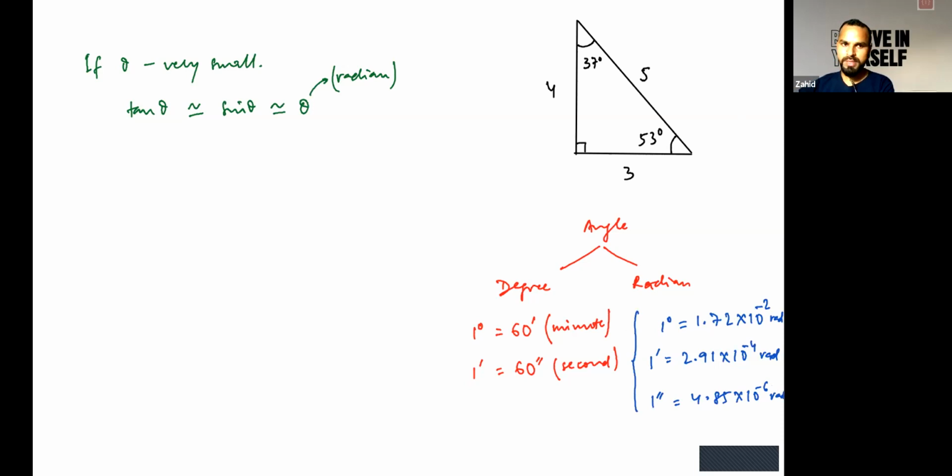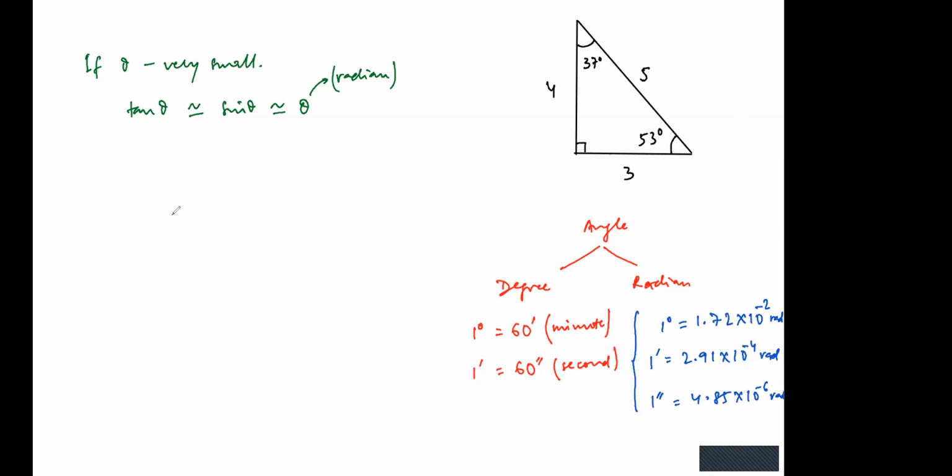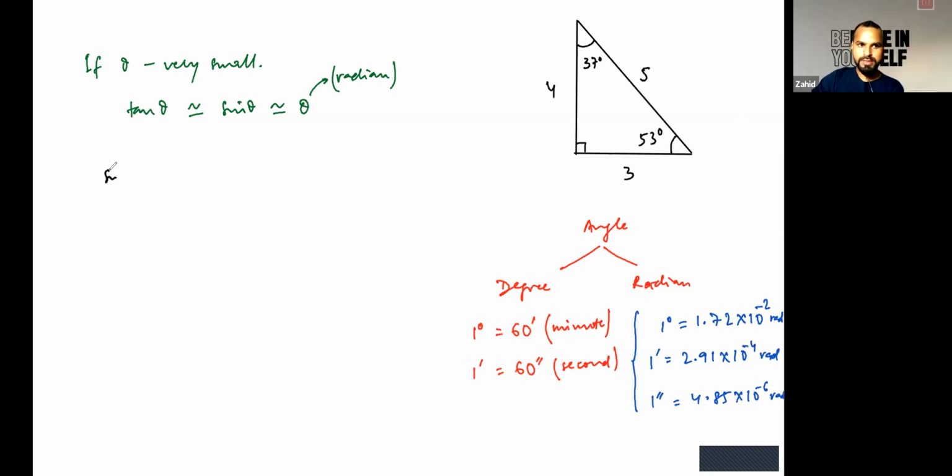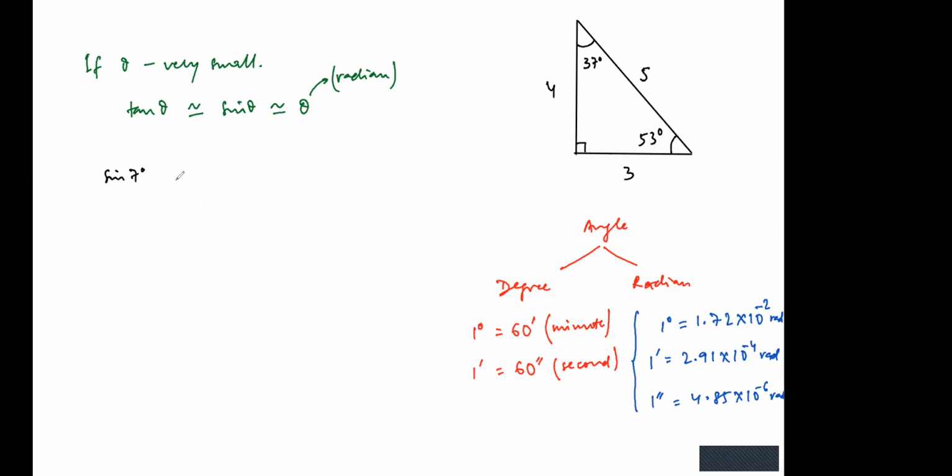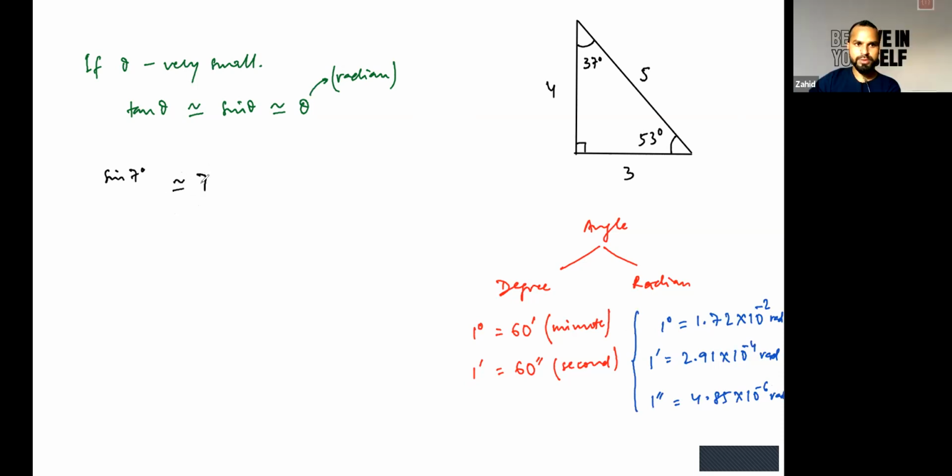Is it clear to you all till this part? Yes, sir. Now suppose you have to calculate sine of just 7 degree. Is it a small or large angle? Sir, small. So you'll say it will be just equal to the angle, but you have to convert this angle in terms of radian. Here it is in degree, so how to convert it into radian? Just use the first formula. 1 degree is equal to this much radian. So 7 degree is equal to 7 into 1.72 into 10 to the power minus 2 radian.